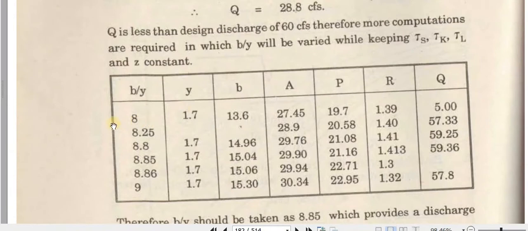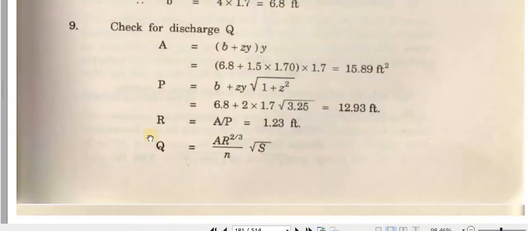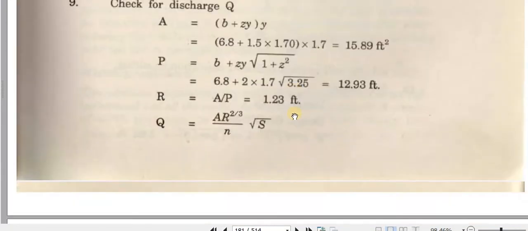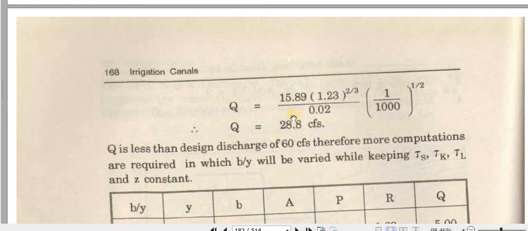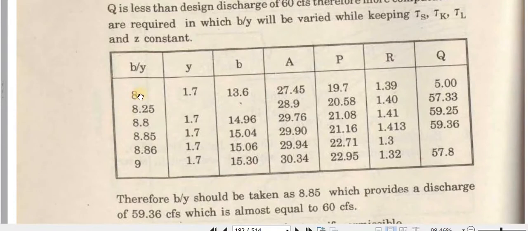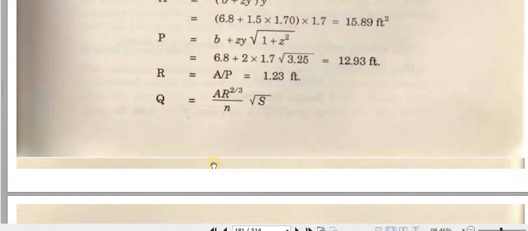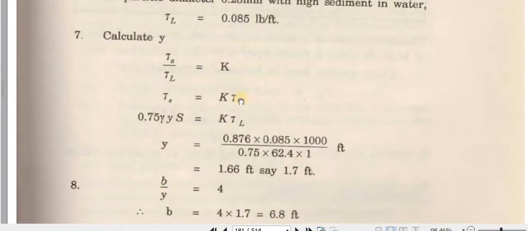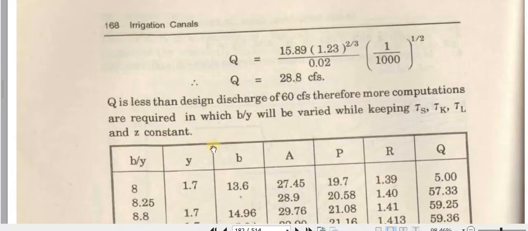So we can prepare a table. We had assumed b over y as 4, and the discharge was half, almost 28.8 cubic we calculated, but it was 60 in our numerical. So in this book we started from 8, calculated y using this procedure. This was 8, and repeat the procedure, calculate y and calculate all the parameters and calculate Q.